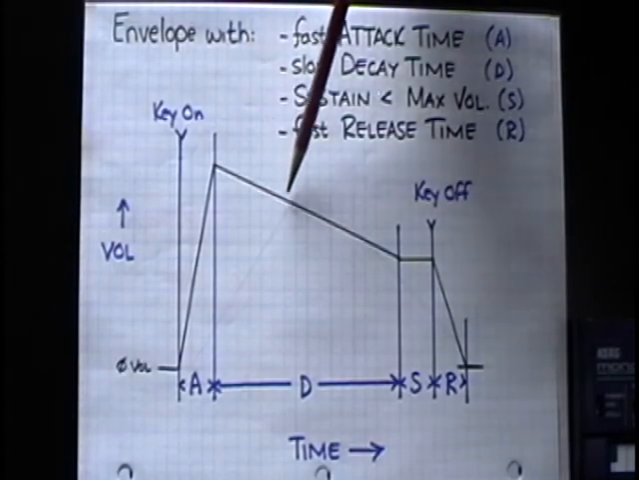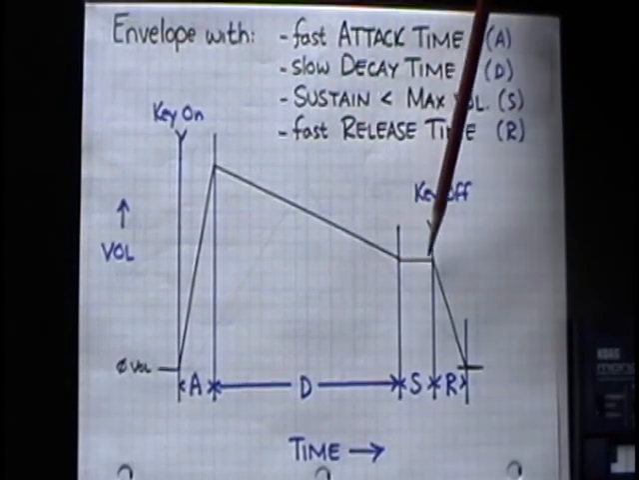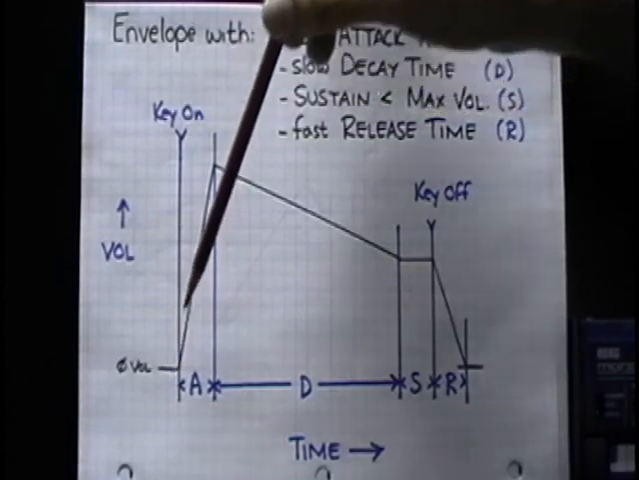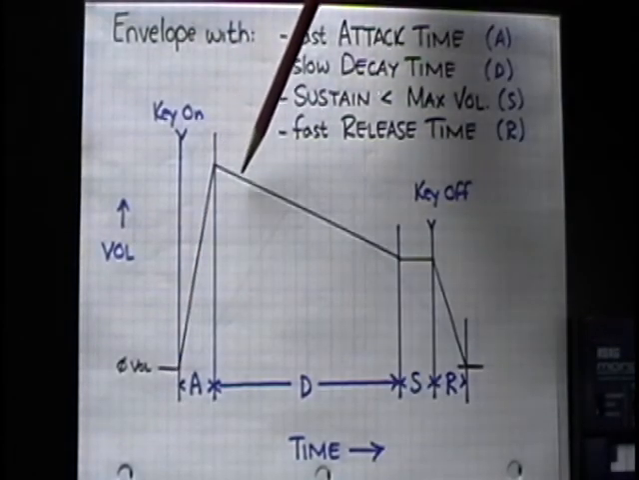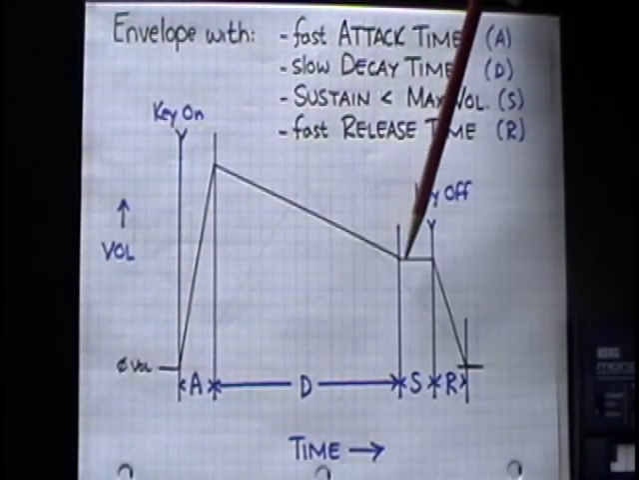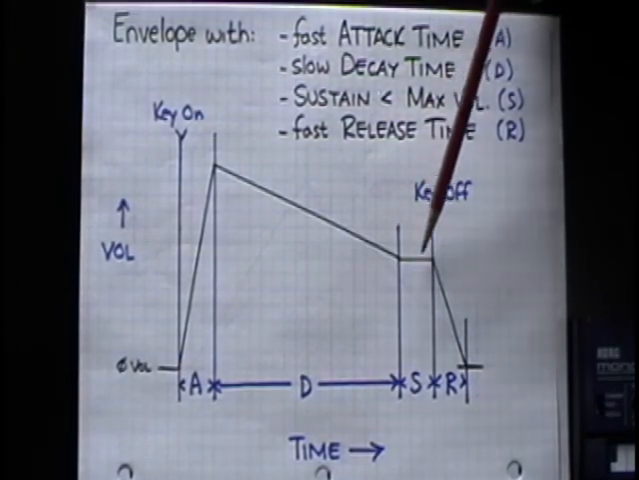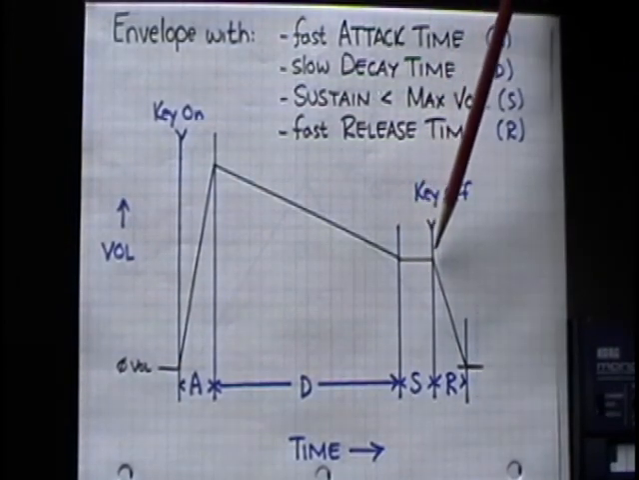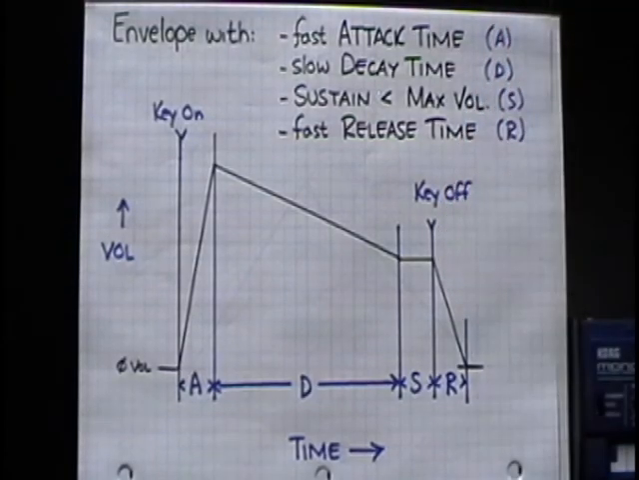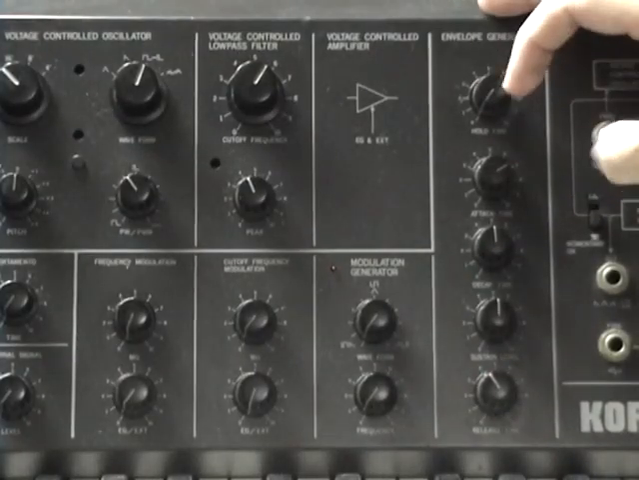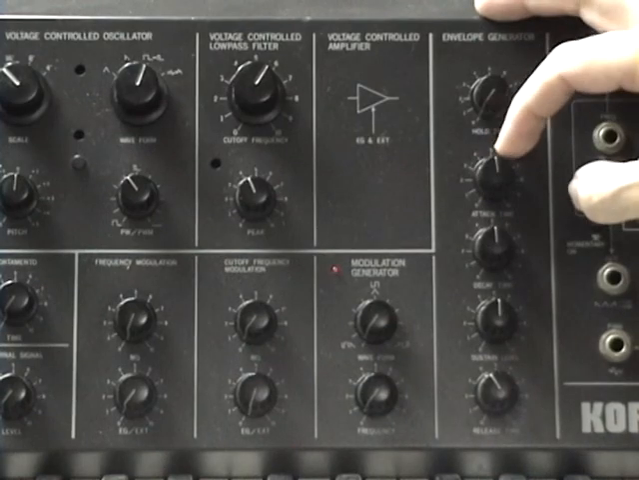then it's going to take a longer time to get down to your sustain level. So you're going to hear it get up to maximum pretty quick, you'll hear a gradual decay, but then at some point it's going to level out at whatever the sustain level's at, and then when I release the key, it's going to go out quickly. So let's look at our settings.